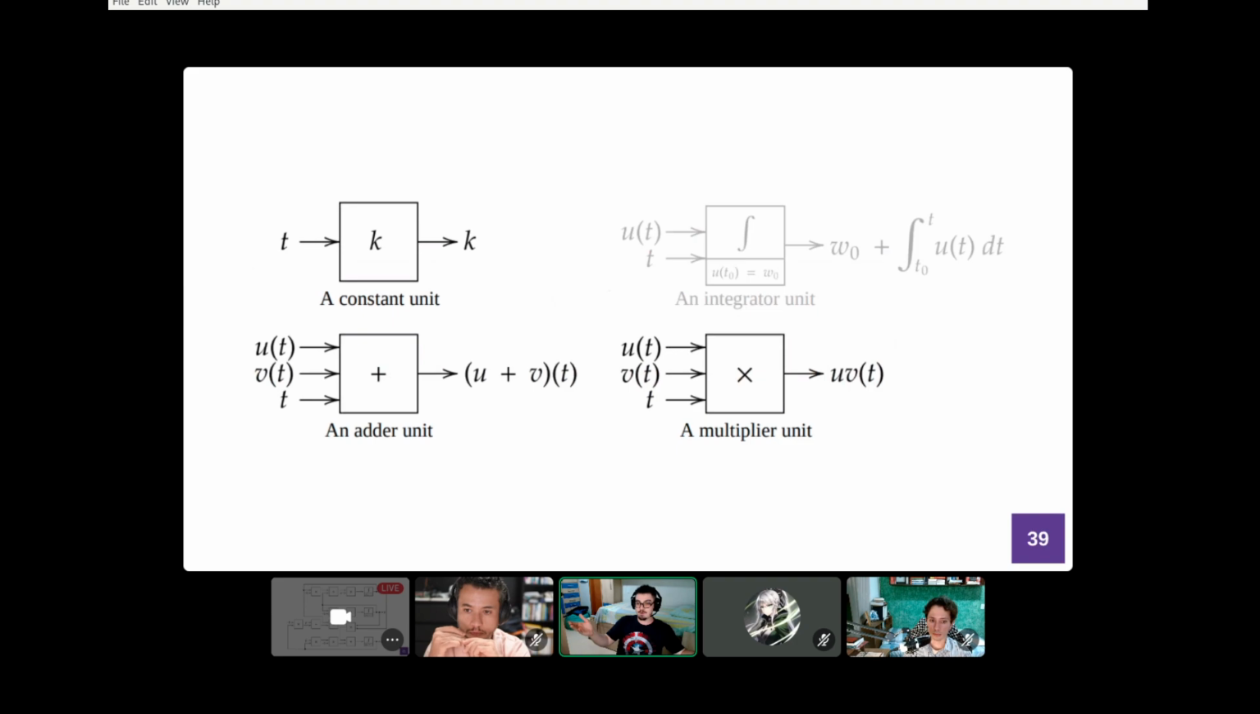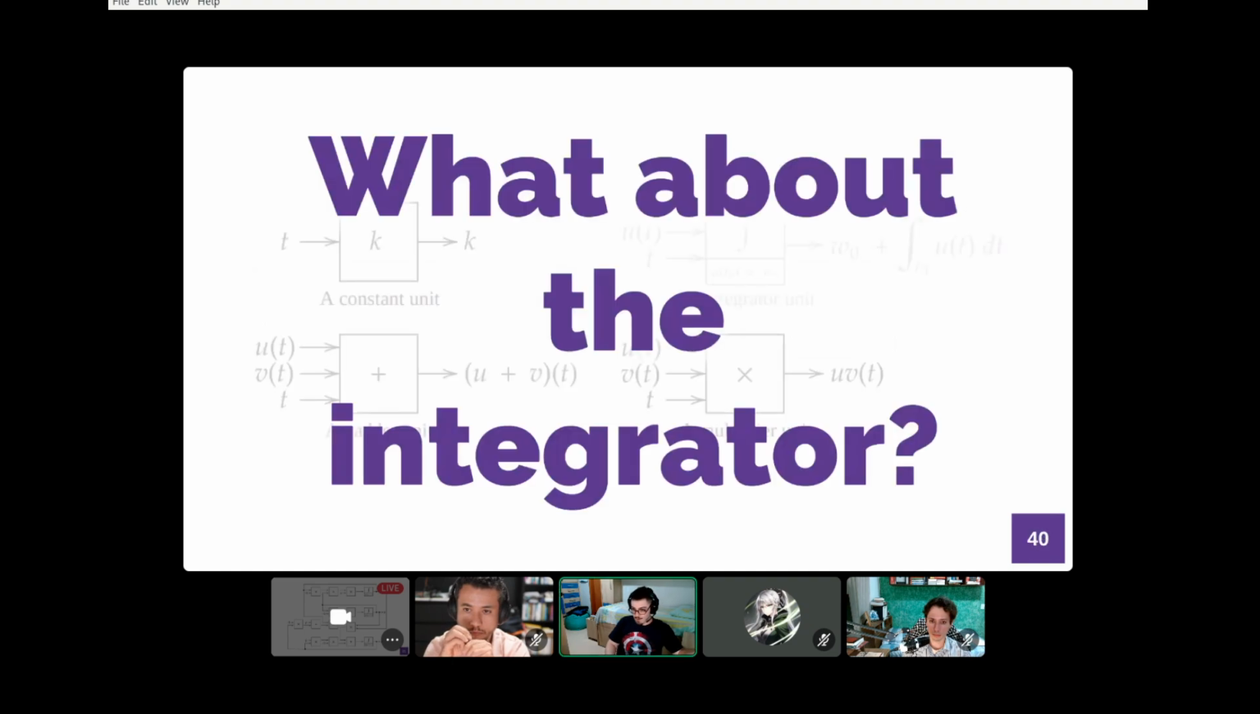And so far, this is what we have, right? So we have these three units. But something feels a little bit off, right? Where's the integrator? Where is the guy with the memory? Where's the guy that will do the heaviest math?